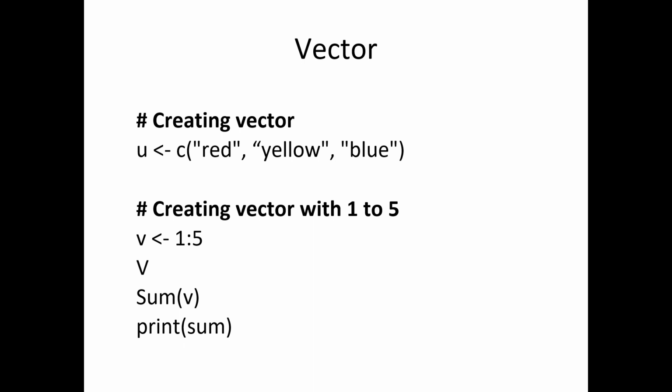Suppose I want to create a sequence of numbers from 1 to 5 in the vector, then we can directly do it by providing the colon between the numbers. v <- 1:5 means that the sequence of numbers from 1 to 5 will be created and stored in the vector called v. And then we can find the sum of all those elements by using the sum function, sum of v. Then we can print the result using the print statement.